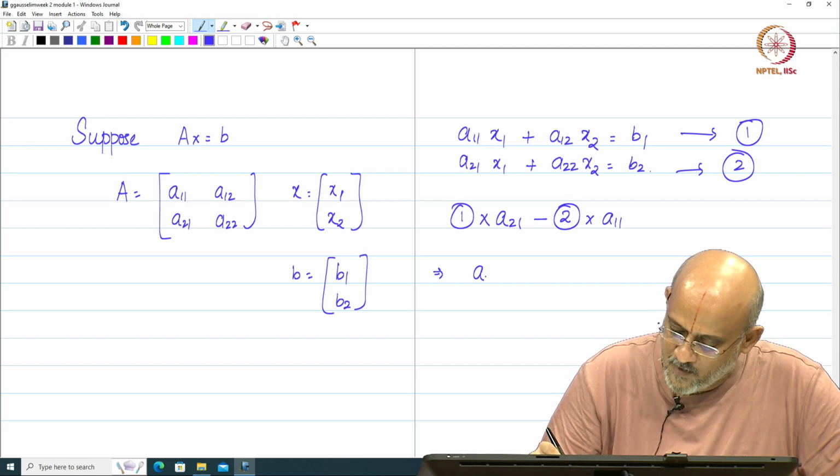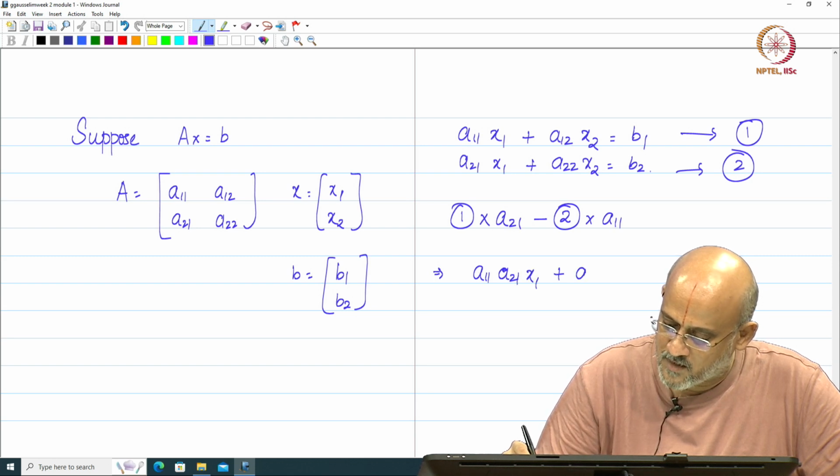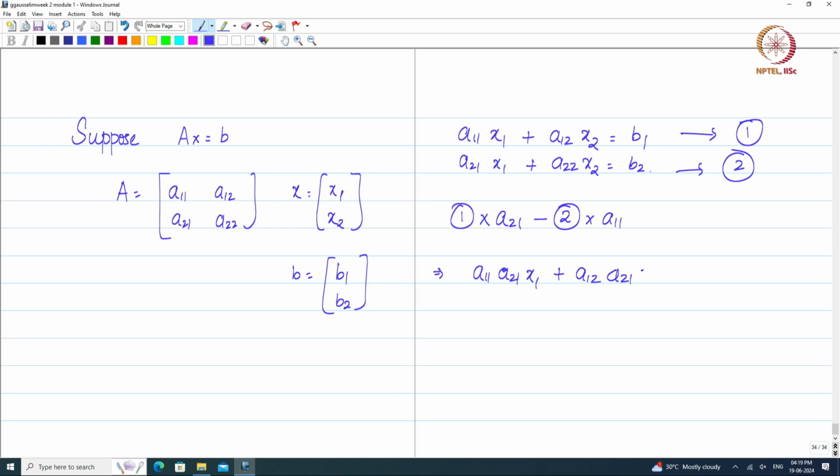I get a11 a21 x1 plus a12 a21 x2 is equal to a21 b1, and I am going to get a11 a21 x1 plus a22 a11 x2 is equal to a11 into b2, because I am going to multiply the second one with a11. Now we said that we will subtract this from the other one. So what are we going to get? We are going to get this x1 term knocked off.